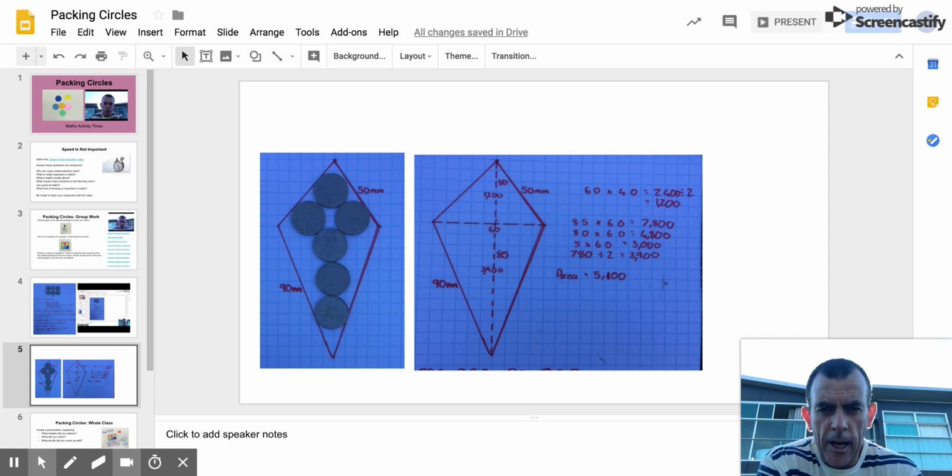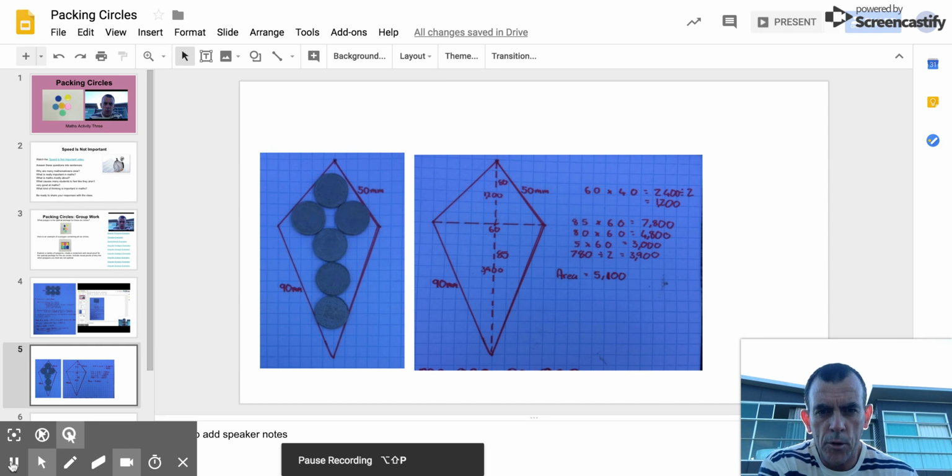And remember, we're aiming to get the shape that takes up the smallest area. So once you've worked on a few shapes, you'll be able to start comparing them and deciding which ones are optimal. Thank you, and we're looking forward to seeing your work.